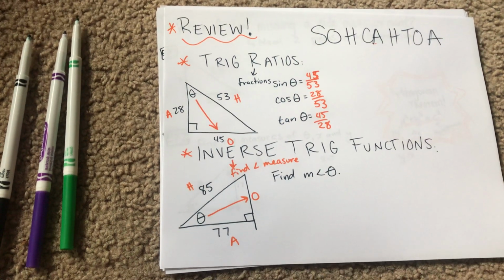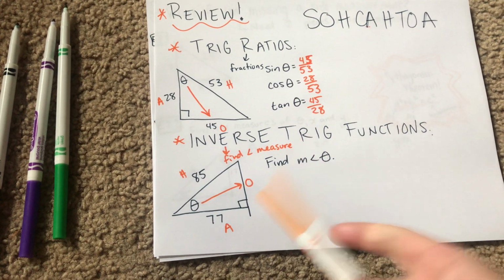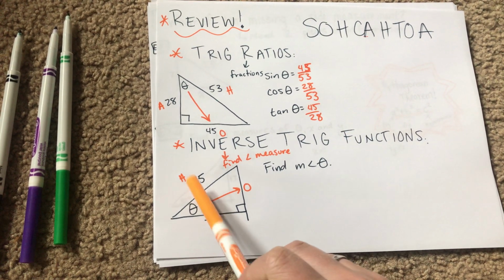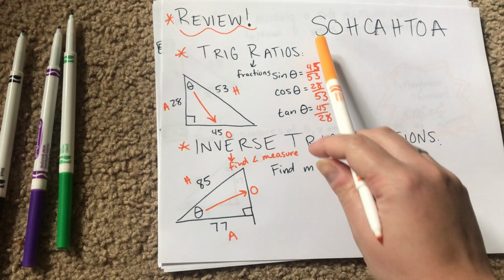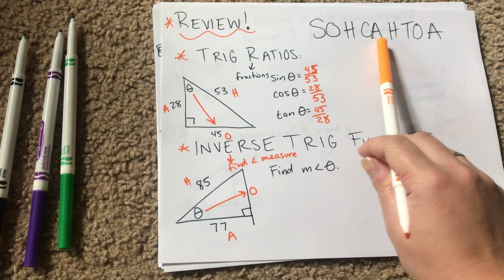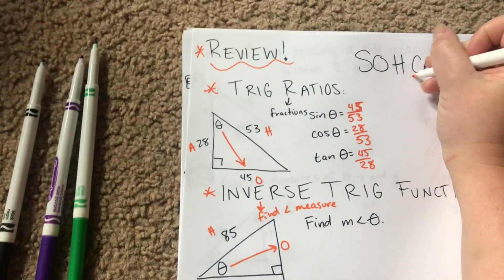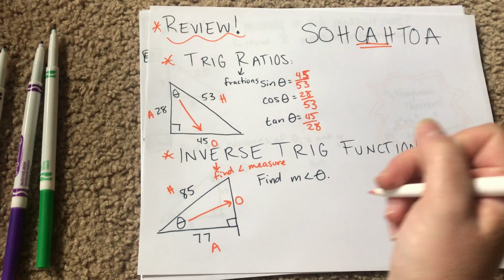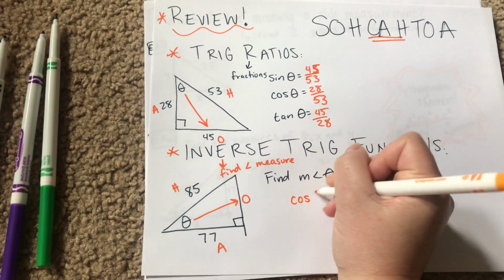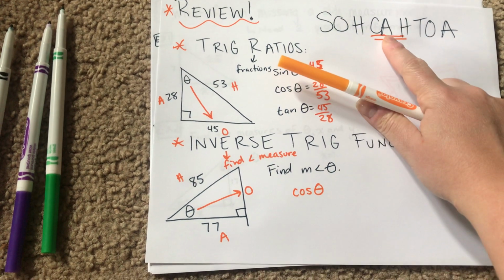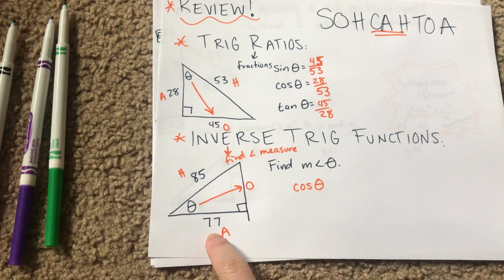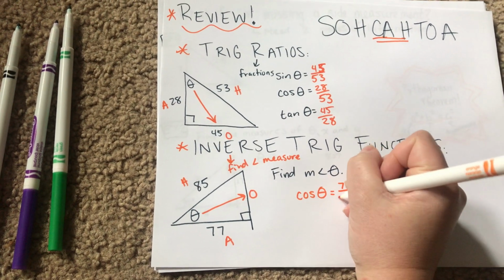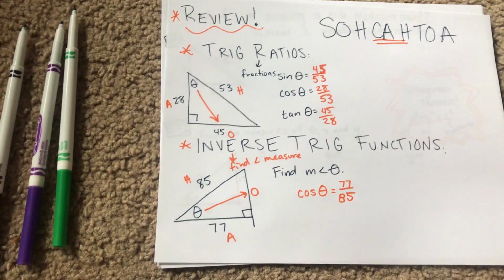So instead of doing all three trig functions, I only have the possibility of using one. So which of our trig functions uses adjacent and hypotenuse? Great question. I look through my SOHCAHTOA and I find, all right, here are my adjacent and hypotenuse. They go together with cosine, so I'm going to have to use cosine. So I know my cosine of theta, I need to do adjacent over hypotenuse. I look here, my adjacent is 77, hypotenuse is 85. So I have this ratio.